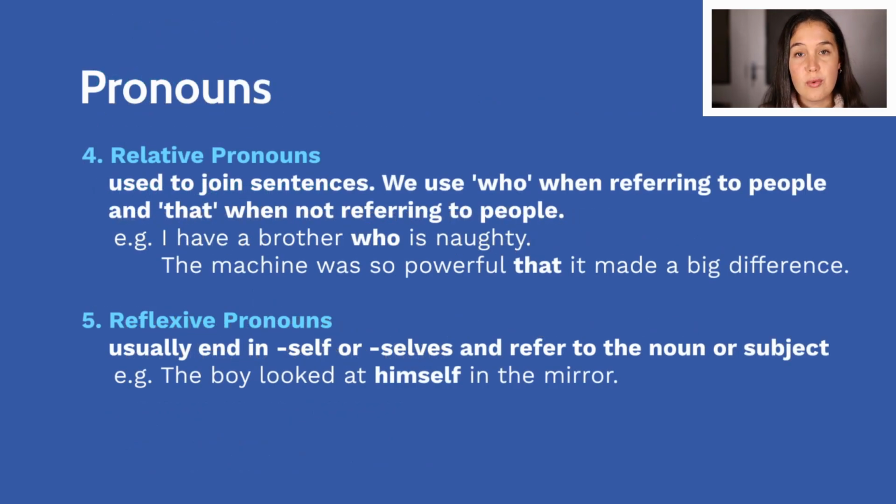Number 4, relative pronouns. They are used to join sentences. We use who when referring to people, and we use that when not referring to people. For example, I have a brother who is naughty. We are joining the sentences I have a brother and my brother is naughty with the pronoun who.